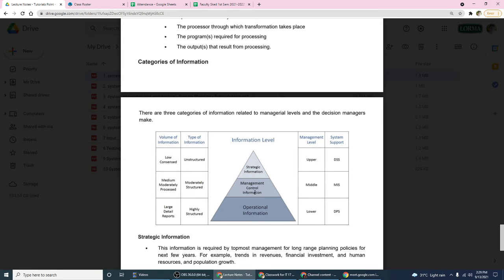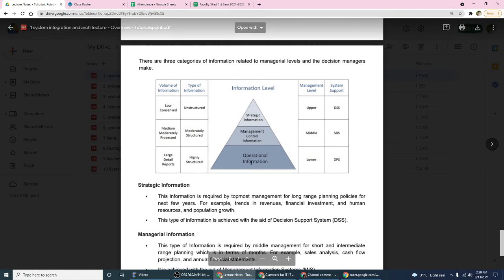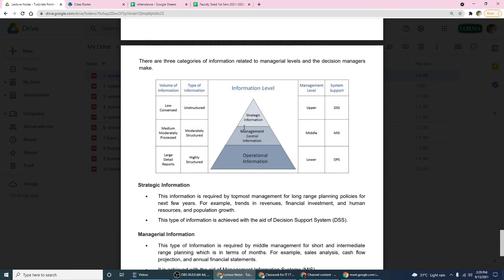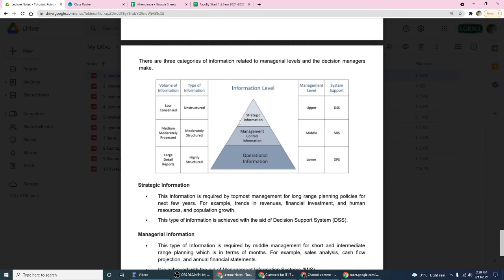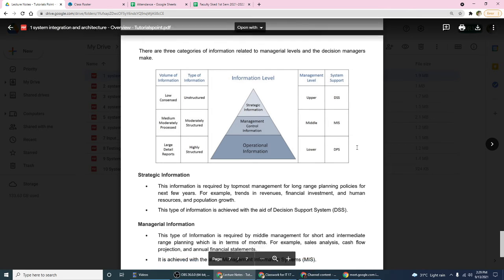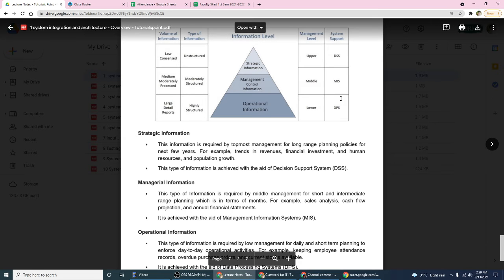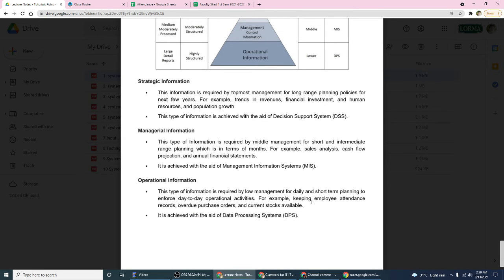For the information level, if you can see here the graph, we have the operational information, we have the management control information, and then we have the strategic information. For the operational, ito kasi malawak. Large detail reports, highly structured. For the management level, that is low. And what is DSS? DSS is Decision Support System, Management Information System, and then for the DPS is Data Processing System.